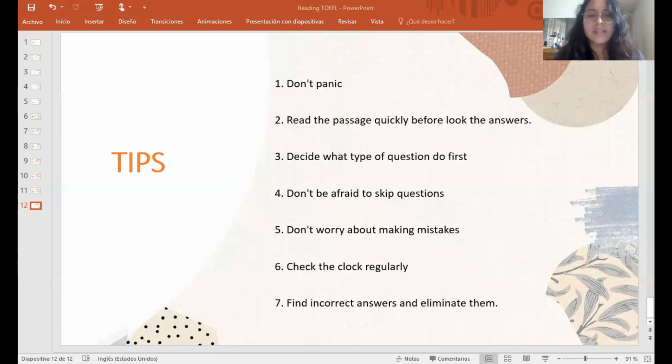Okay, also check the clock regularly. If there are many questions but little time left, you will have to move more quickly. And again, don't worry about mistakes. And finally, don't try to find the correct answer. Try to find incorrect answers and eliminate them. This is a good strategy to complete each passage and each question more quickly.